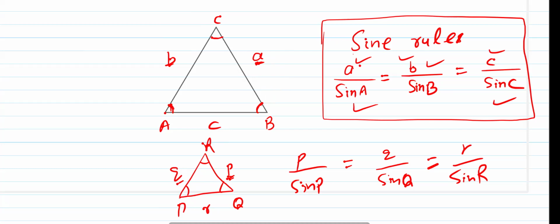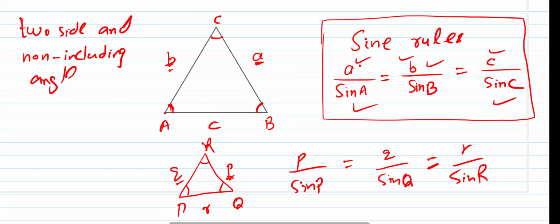Now, when will you use it? When you have two sides and a non-including angle. What does that mean? For example, if you have these two sides, then this angle should not be used, because this is the including angle, the one between them. You can have either this angle or this angle. Okay, so you can use it.